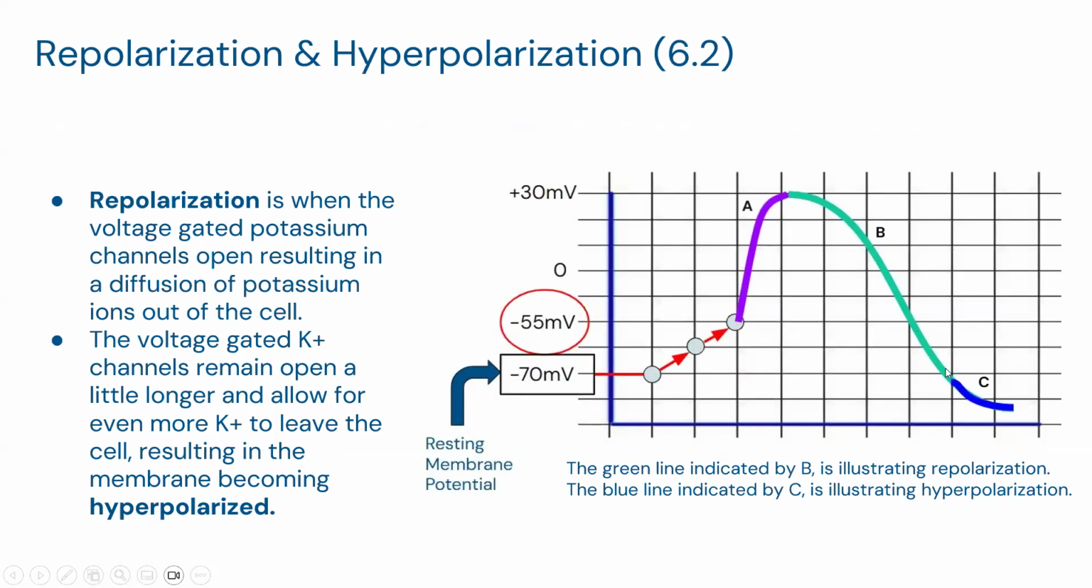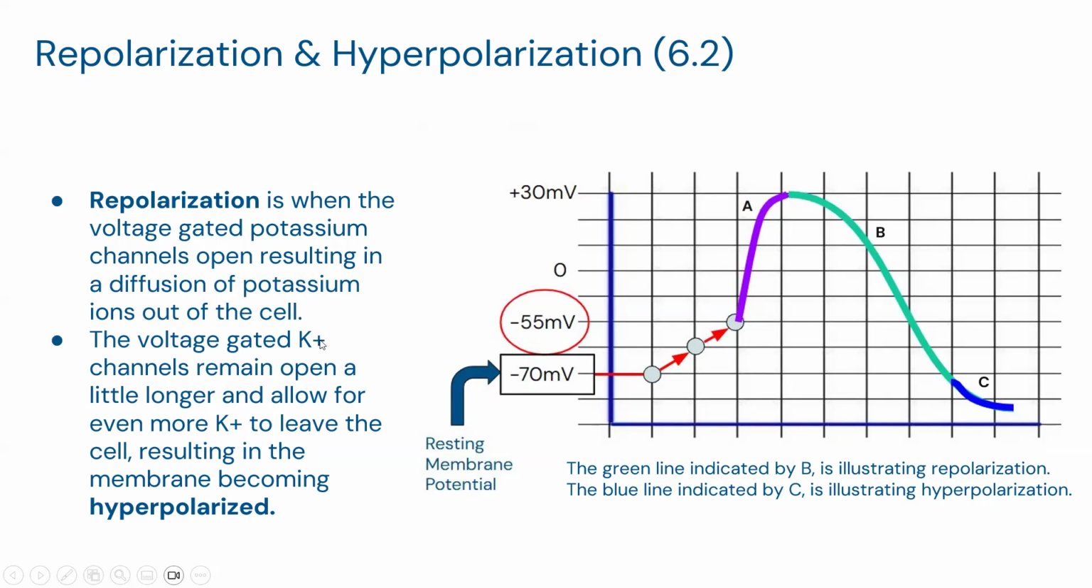Repolarization is part B of our graph here. When we get to this peak, our sodium channels are all the way closed and our potassium channels are going to open. Remember, we started with a whole bunch of potassium inside the cell. We're still swimming downstream. So we're going from high concentration to low, meaning potassium is going to rush out. It's again a positive ion, a cation. So we're going to go from a positive environment back down to negative.